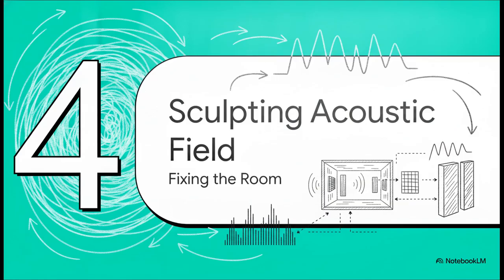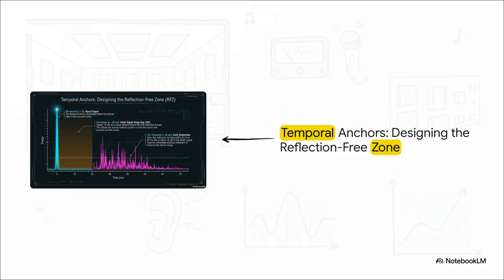Section 4. Sculpting the acoustic field, fixing the room. So how do we actually use all this data to fix these anomalies? We use an energy time curve to design what's known as a reflection-free zone. Our baseline is our temporal anchor at time 0, that's the pure direct signal from the speaker. What we want to do is use acoustic panels and diffusers to carve out an initial signal delay gap. This is basically a valley of 10 to 20 milliseconds of pure acoustic silence before any room reflections hit our ears.